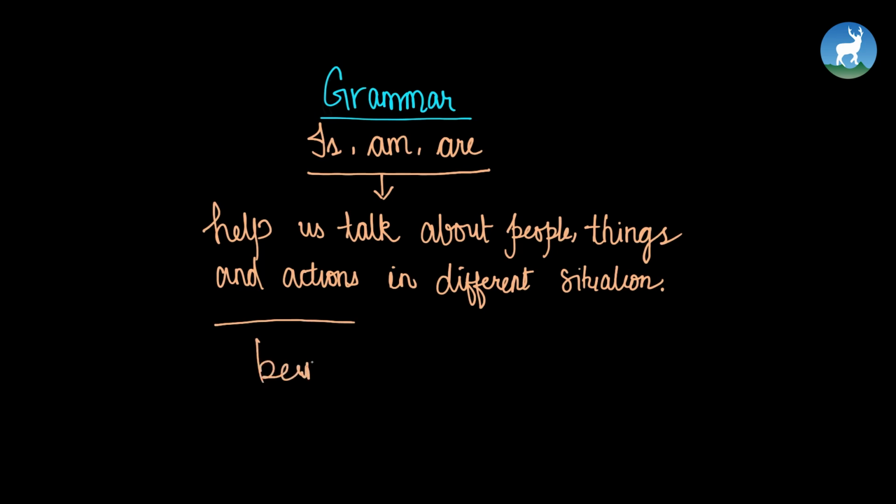The state of being. Alright, so once we know this, we shall now move to the uses of is, am, and are individually. So let's start learning the use of is. The first thing we need to understand is when we use is. It is used with singular nouns or pronouns. I'm sure you know about singular nouns or pronouns.